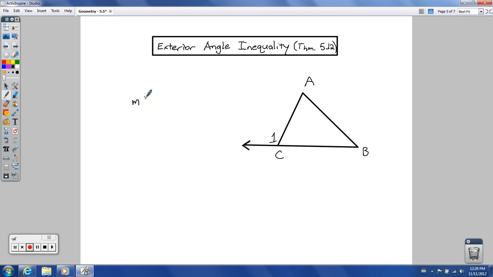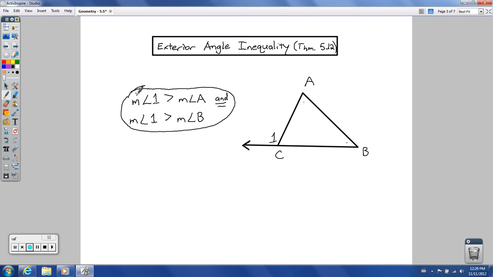So this tells me, in other words, the measure of angle 1 is greater than the measure of angle A. And it also tells me that the measure of angle 1 must be greater than the measure of angle B. So this one and this one added together equals the measure of angle 1. So 1 has to be bigger than this one by itself, and this one by itself. So let's say that. And if you do better with a sentence explanation, we're going to write down both here.